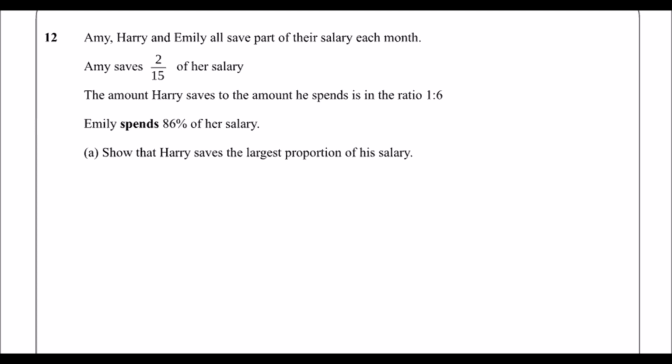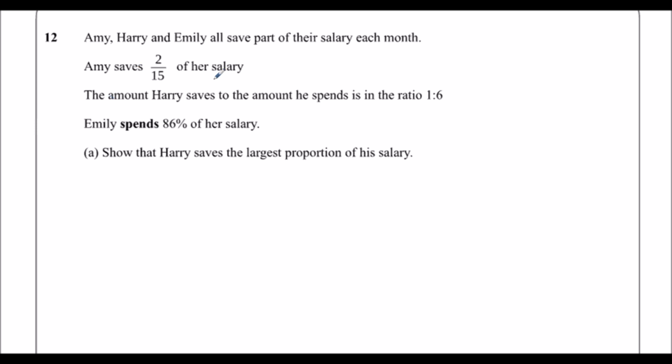Question 12. Amy, Harry and Emily all save part of their salary each month. Amy saves 2/15 of her salary. The amount Harry saves to the amount he spends is in the ratio 1:6, and Emily spends 86% of her salary. So in order to compare these, we're going to have to make them the same. So we're going to have to make them all into percentages. That's probably easiest.